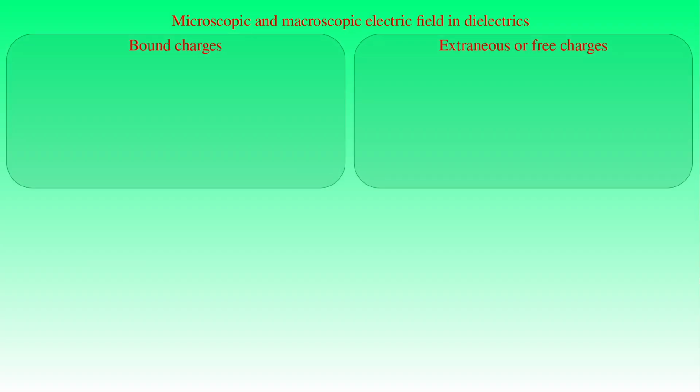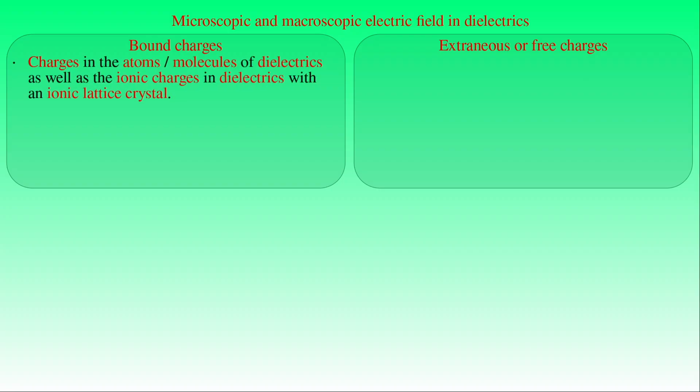If we examine any phenomenon related to an electrostatic field in the presence of dielectrics, it is useful to distinguish between bound and extraneous or free electric charges. Bound charges are the charges in the atoms and molecules of dielectrics, as well as the ionic charges in dielectrics with an ionic lattice crystal.